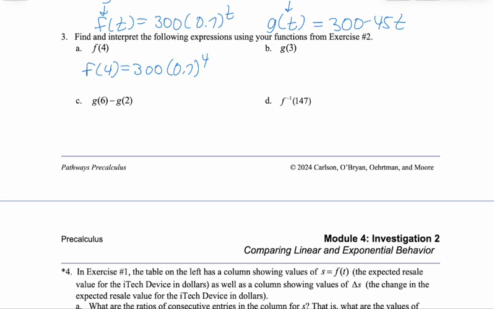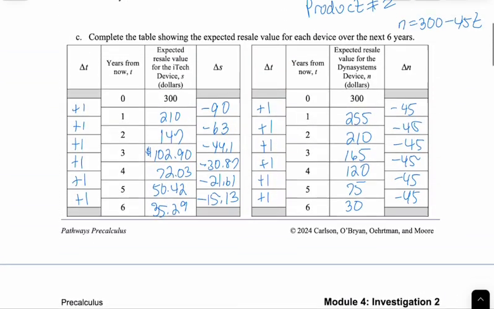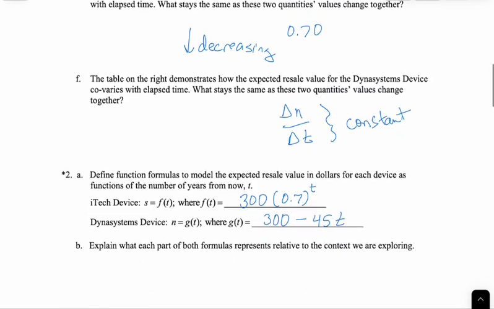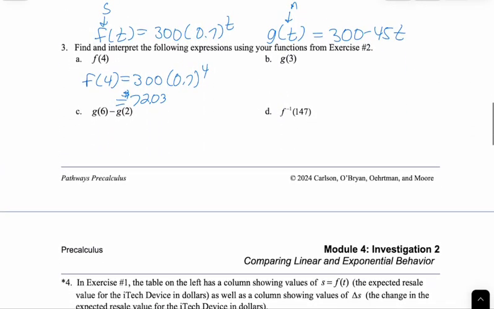And you can call it 0.7, 0.70, 0.7, any of those things. Okay, and we get 7203. Now, if we go back to our chart for a moment, that better be the 4th year. Look, year 4, 7203. So our formula is correct. That's why we can kind of check our work.